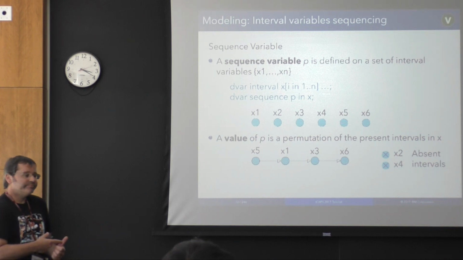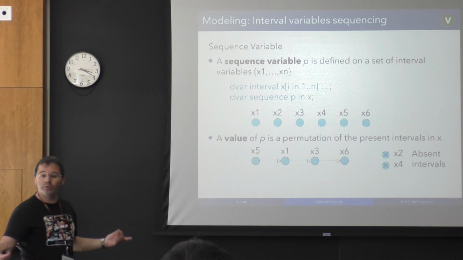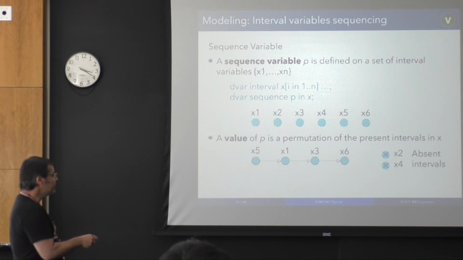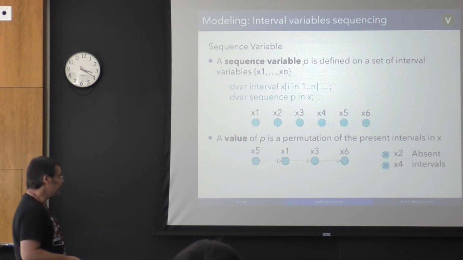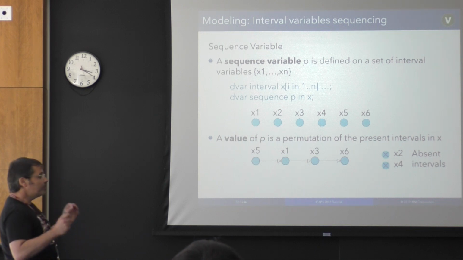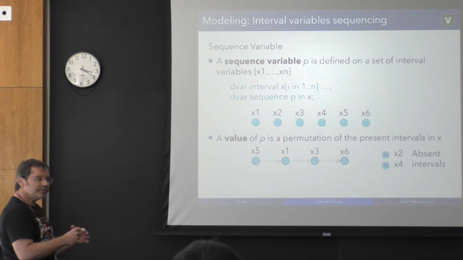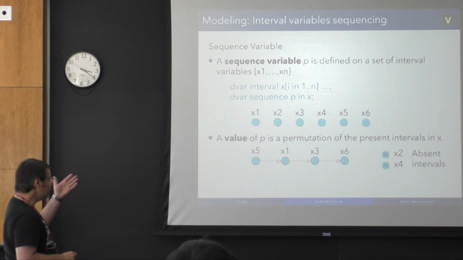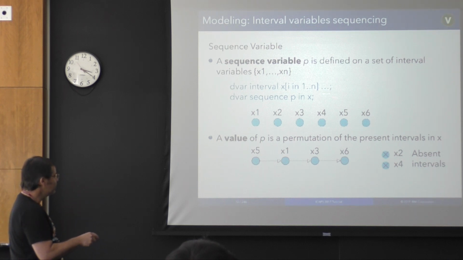We need to define what is the domain of this variable, and the domain of this variable is a set of permutations of these elements in the sequence. And it is a permutation of the present intervals. So in a solution, an interval can be either present or absent. Suppose you have this variable, this is a possible value for this decision variable. Suppose that in this solution, x2 and x4 are absent, and so they're not in the permutation. And this is just an ordering of the present intervals. So this is a value at a solution for this decision variable.